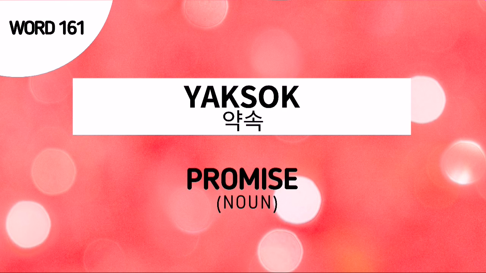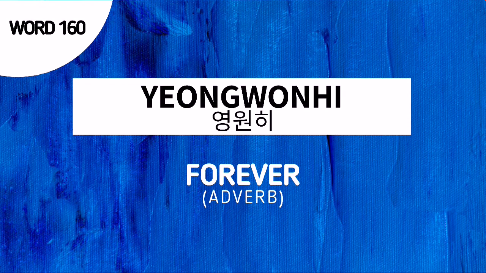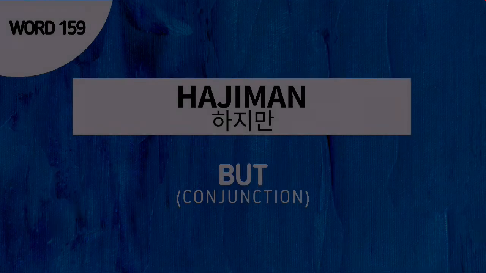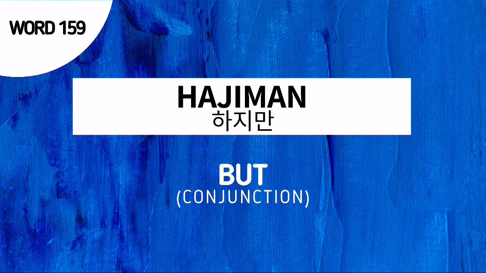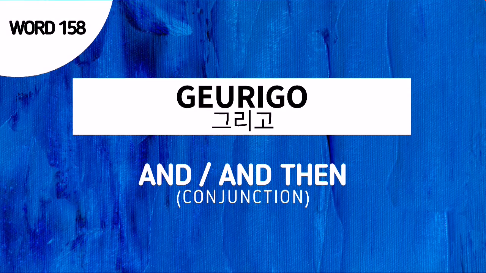Word number 161 is 약속, and this is the Korean noun for promise. Word number 160 is 영원히, and this is an adverb of time which means forever. Word number 159 is hajima, and this is the counterpart of but, which is used as a conjunction. And the last for our review is word number 158, kuriku. This is the counterpart of and or then, which is used as a conjunction.